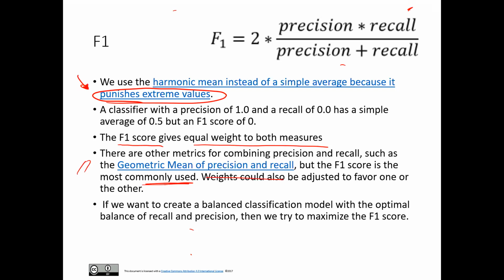You can disregard this. That's the definition. If we want to create a balanced classification model with the optimal balance of recall and precision, then we try to maximize the F1. So that's going to be our goal: to try to maximize that metric there.